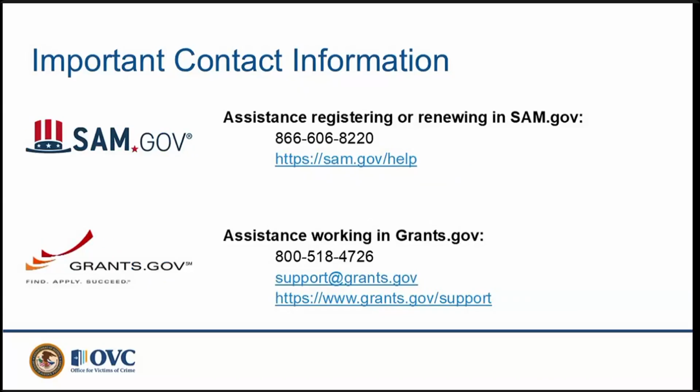If you need assistance when registering or working in SAM.gov or Grants.gov, please contact their help desks directly. For assistance with registering or renewing an account in SAM.gov, please call 866-606-8220 or visit their website at sam.gov/help. For assistance in Grants.gov, call 800-518-4726 or email support@grants.gov. You can also visit their website at grants.gov/support.